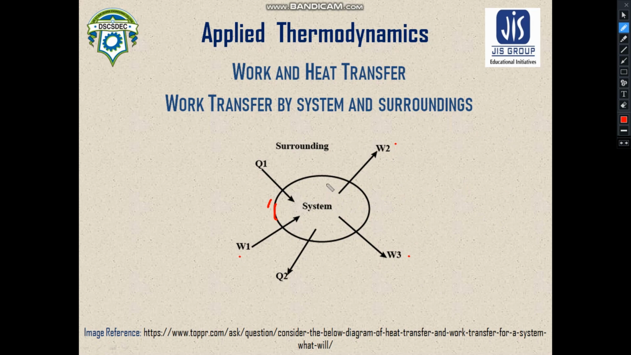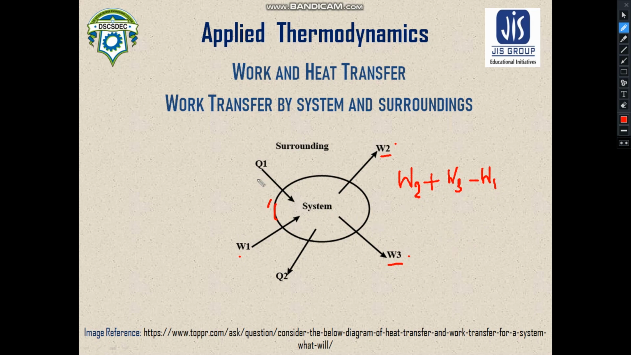As per the convention, if the work is done on the surroundings, then it is positive. So you can see this W2 work and this W3 work is being done by the system on the surroundings, whereas this W1 work is done by the surroundings on the system. So the net work done will be W2 plus W3 minus W1. So it is quite simple.